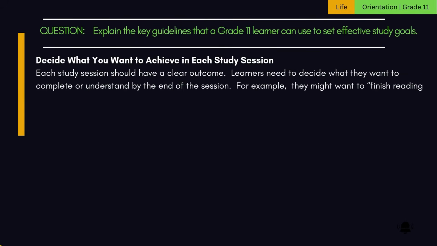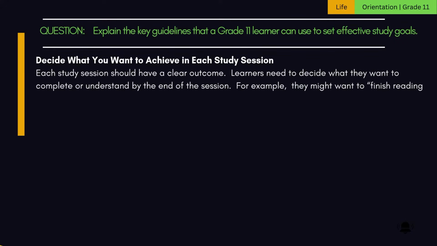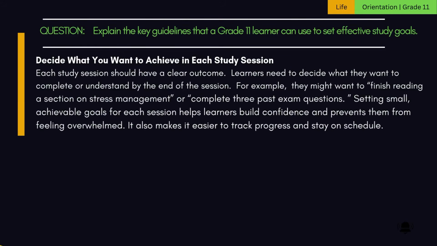3. Decide what you want to achieve in each study session. Each study session should have a clear outcome. Learners need to decide what they want to complete or understand by the end of the session. For example, they might want to finish reading a section on stress management or complete 3 past exam questions. Setting small, achievable goals for each session helps learners build confidence and prevents them from feeling overwhelmed. It also makes it easier to track progress and stay on schedule.